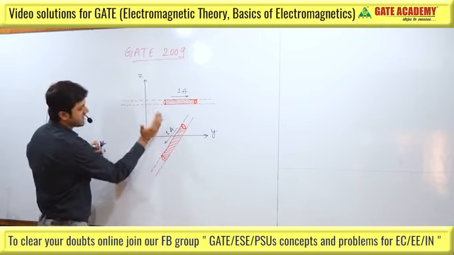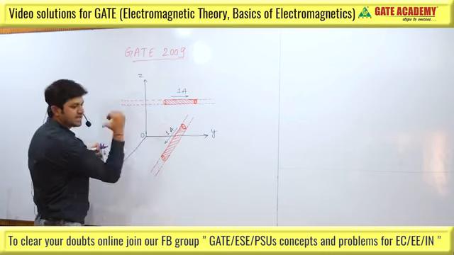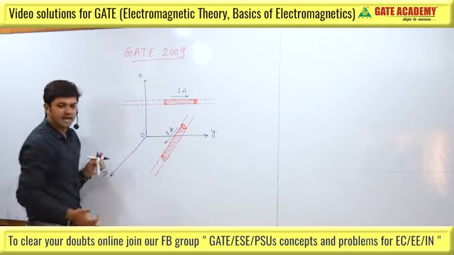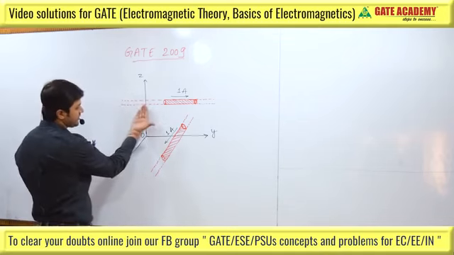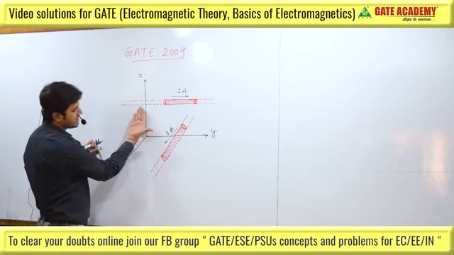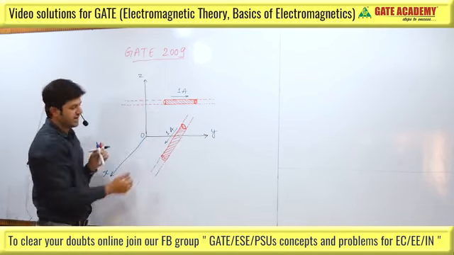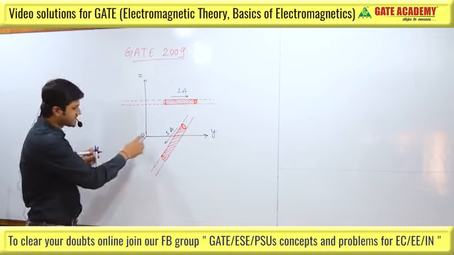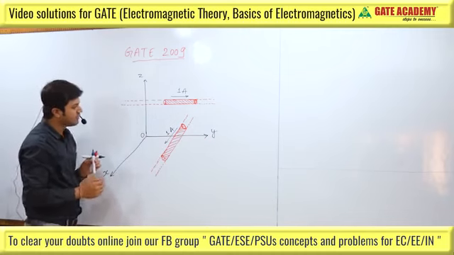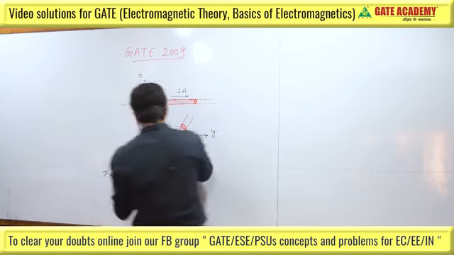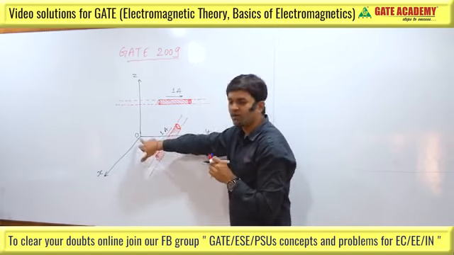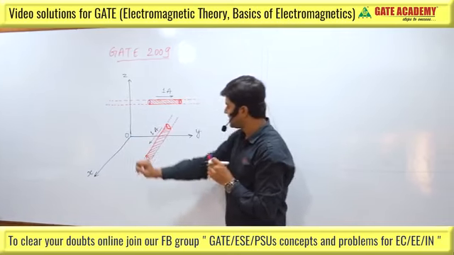Similarly, when we curl from Y to Z, the thumb will be the direction of X. Or when we curl from Z to X, the thumb will be the direction of Y. So X is outside the board. Now we have to find the direction of the magnetic field, or the component of the magnetic field, at the origin.